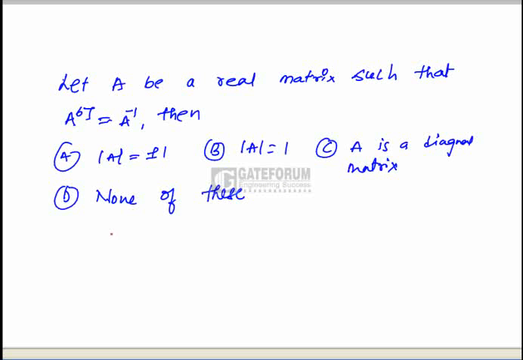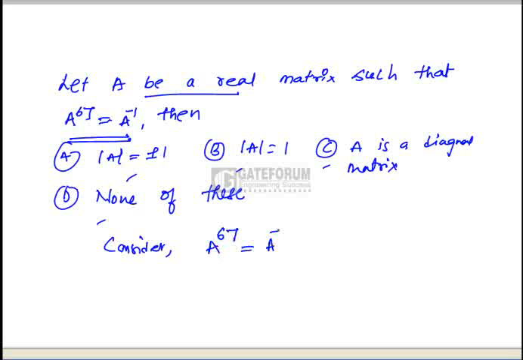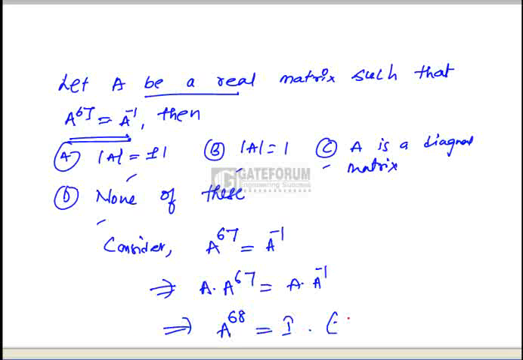In this problem, it is given that A is a real matrix such that A power 67 is A inverse. Then we have to say which of the four options is correct. Now, let us consider the given condition, A power 67 is equal to A inverse. Let us multiply A on both sides. A into A power 67 will be A into A inverse. This can be written as A power 68 is equal to I, since I is nothing but A into A inverse or A inverse into A.